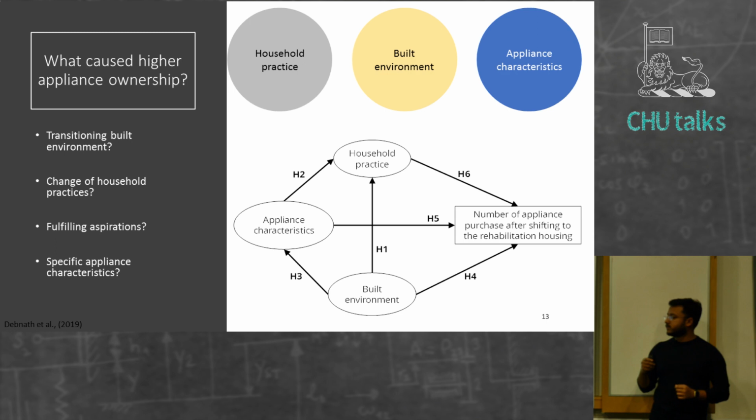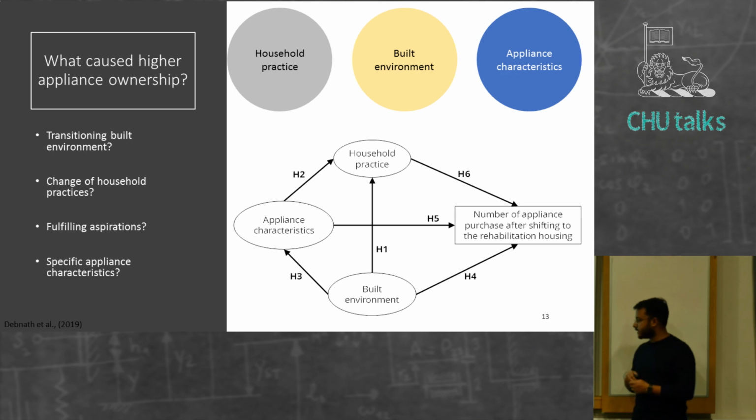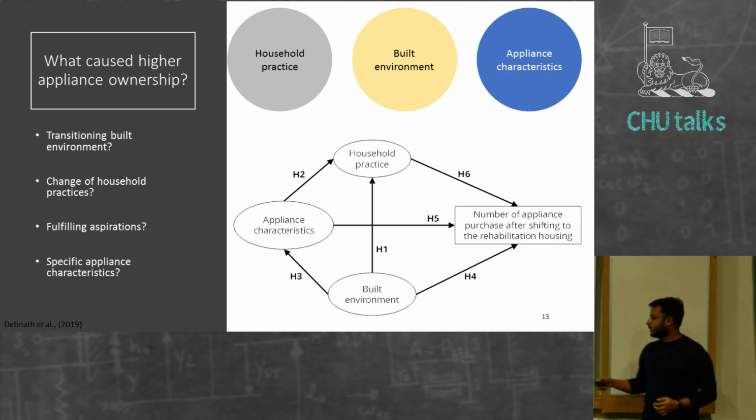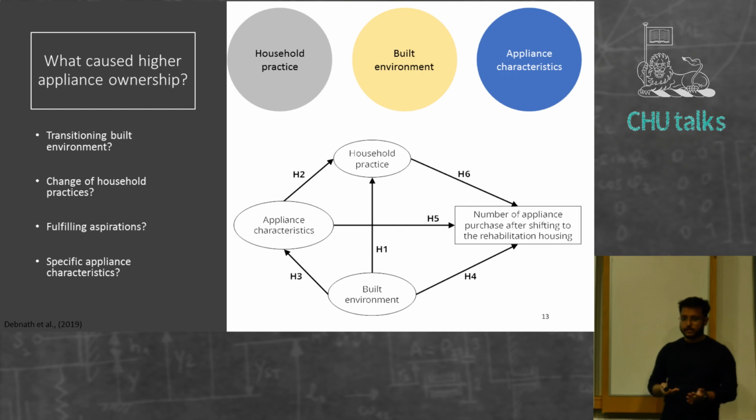One is household practice, which was based on social practice theory. Then built environment, where the questions were from our previous understanding of indoor air quality and thermal comfort. And then appliance characteristics, which was purely market-based, whether it was brand or quality or product cost and so on. So this is our hypothetical model, where we investigate whether the number of appliances purchased after moving to the slum rehabilitation housing has anything to do with these three elements. It's not established in the current literature whether there is a direct pathway or an indirect pathway related to it.